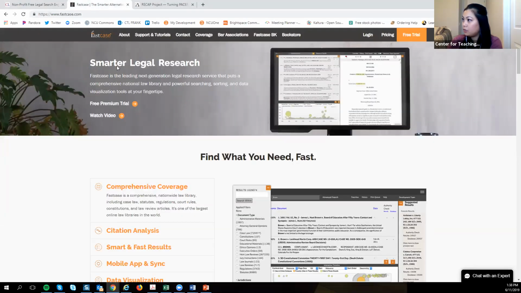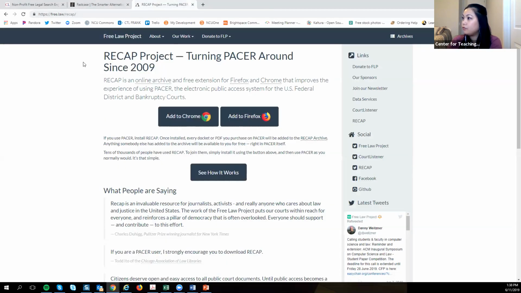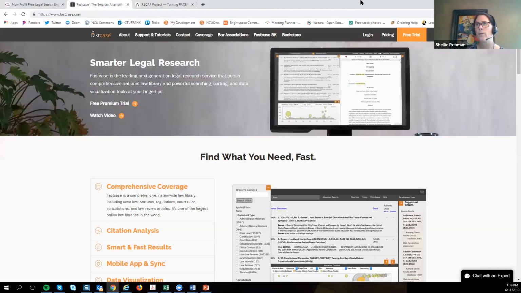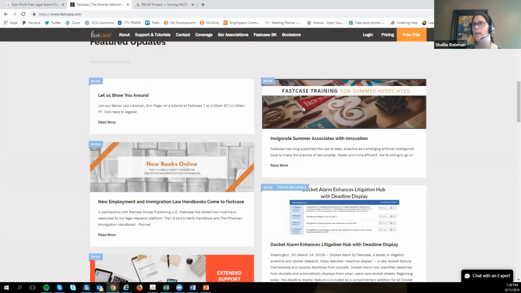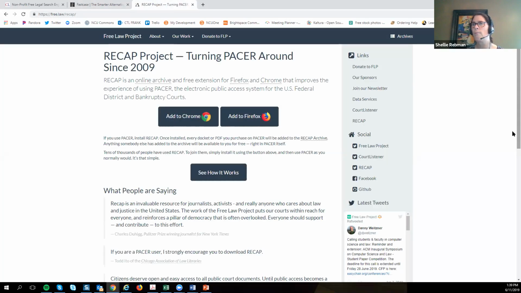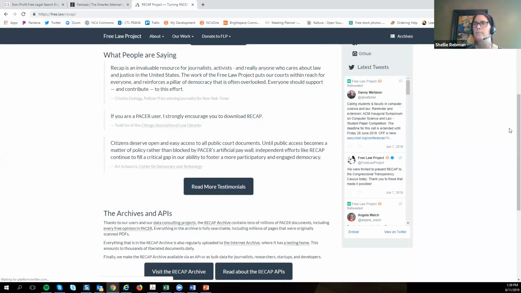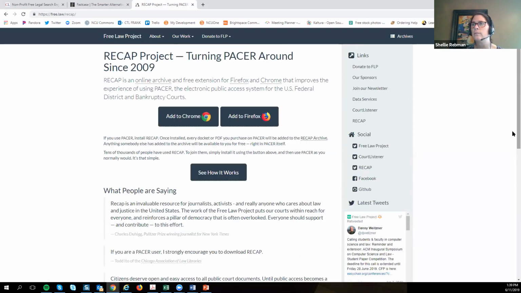Great. And then the other two that Mark shared, the first one is fastcase.com, and then the other one is free.law. Okay, I'm not familiar with either one of those. And the first one looks like just another search engine. And can you click to the second one? Sure. Let me see if I can. Can you move it up just a little bit? Yes. There we go. So it's an online archive.